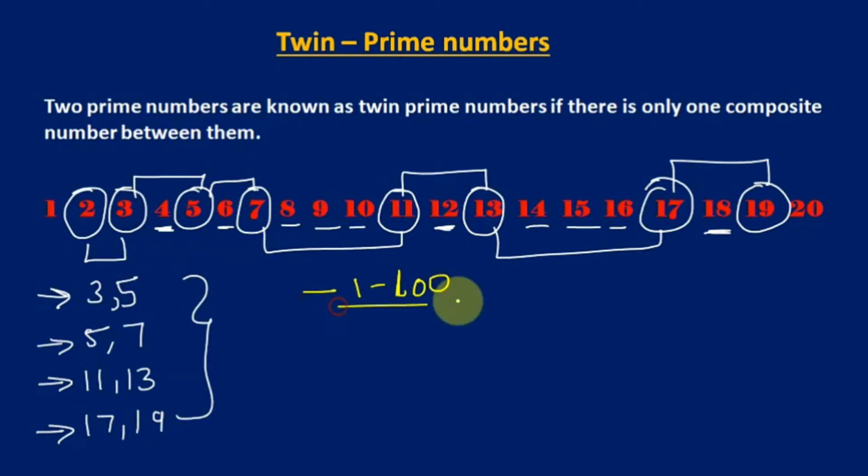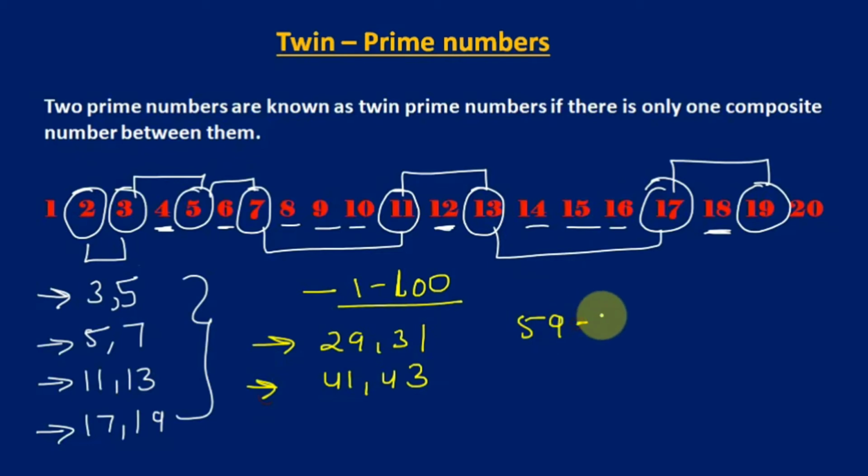From 1 to 100, the following pairs are the twin primes. These are 29 and 31, because 30 is between them, which is a composite number. Now next pair is 41 and 43. Then next pair is 59 and 61. Okay, and our next pair is 71 and 73. Okay, so these all are the twin primes from 1 to 100.